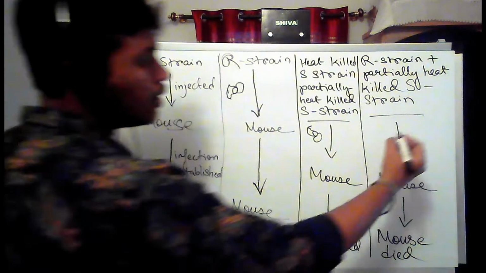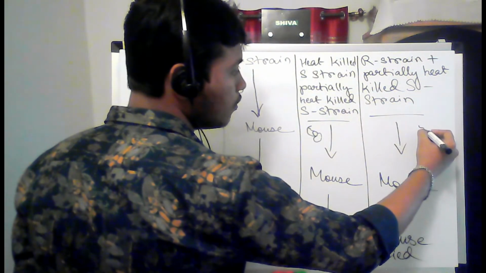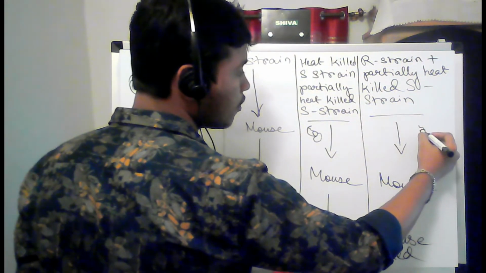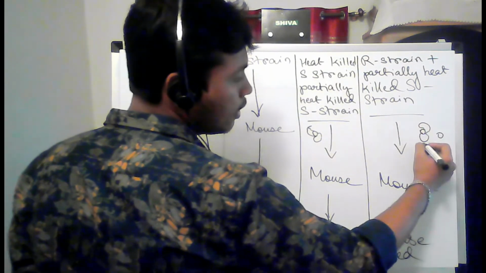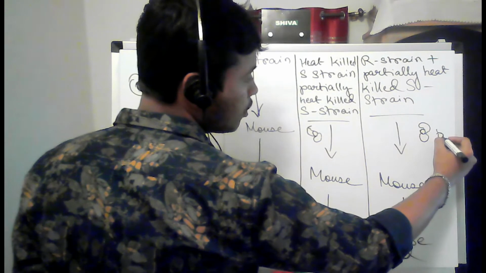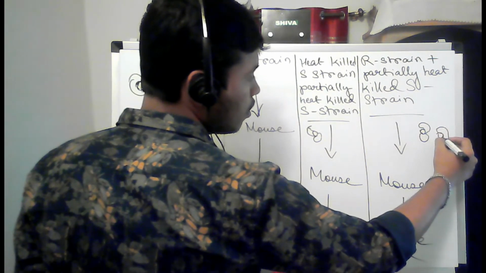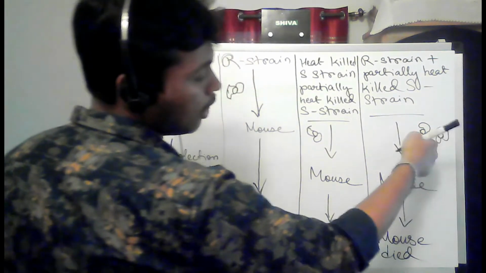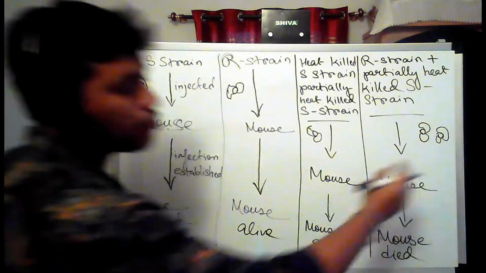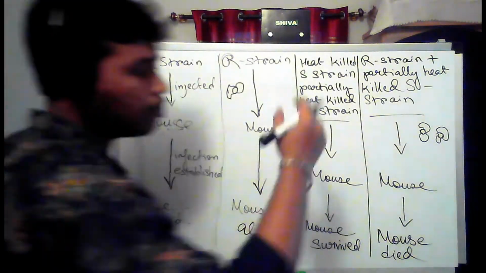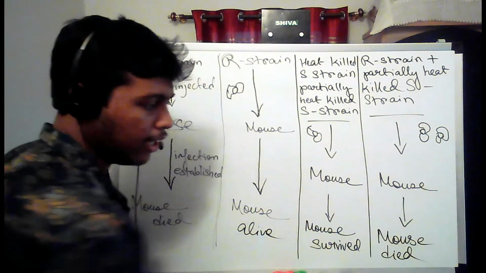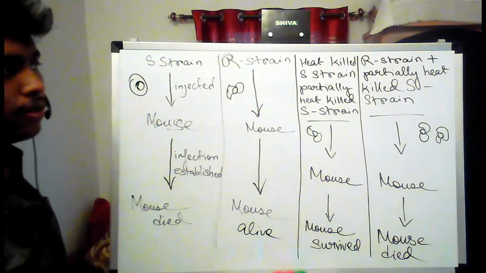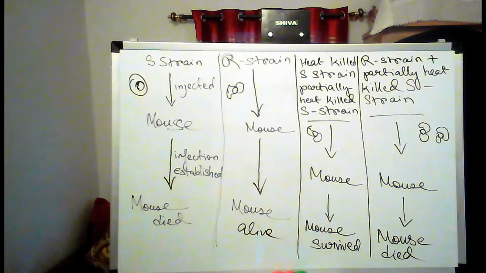But when both of these came together, this was the heat killed S and this was the R strain. Both of them could be recognized by the body individually, but together they were able to establish the infection, and hence the mouse died. What did happen? What was his conclusion accordingly?